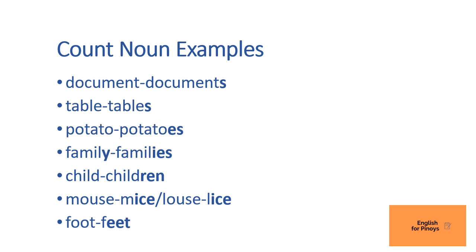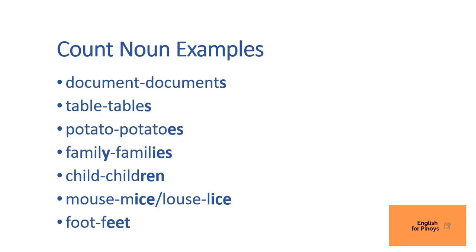So you have documents. However, for other count nouns, especially those ending with a vowel like table, you just add an S too. Okay? Table, tables. But for potato, if it ends with O, you add an ES. So potato is potatoes. And for family, you change the Y to I, and then you add an ES. So family, families.